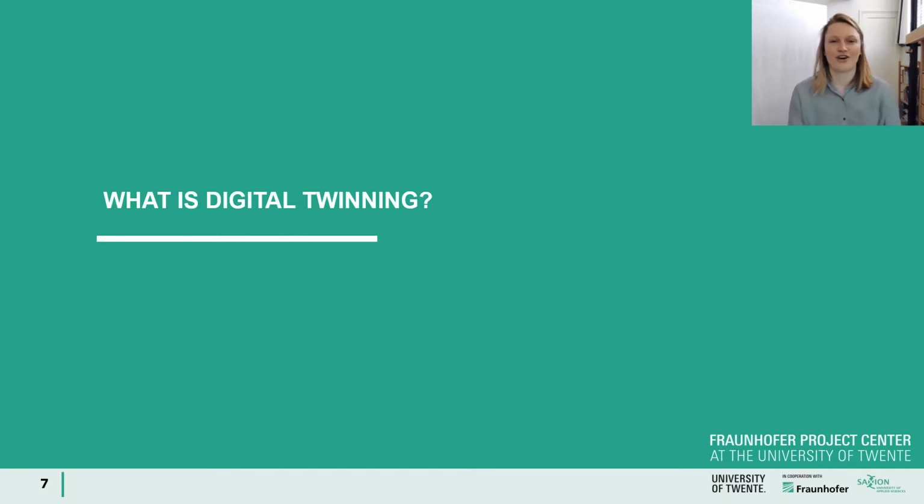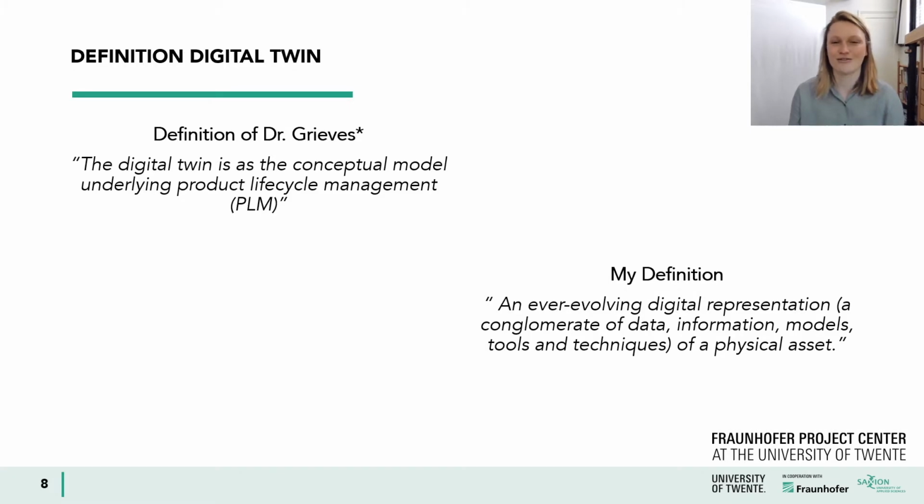So enough talk about big data for now. I want to introduce you to the basics of a digital twin. So what is a digital twin? There are many definitions and explanations that have been written over the past years. It goes from digital shadow to a 3D model. I even heard someone explain it as a digital Excel sheet. But in my definition, it's an ever-evolving digital representation, which means a conglomerate of data, information, models, tools, and techniques of a physical asset. But maybe that's a bit of a too complex way of explaining it.